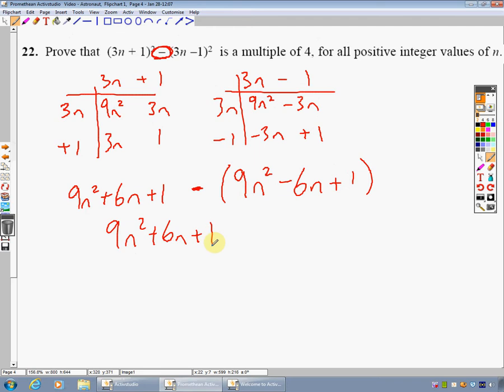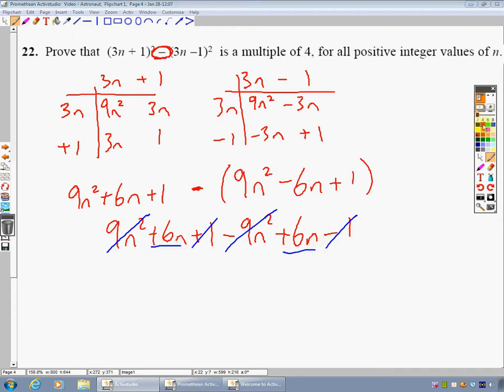So it's going to be a negative 9n squared, sorry. It's going to be a negative 6n, so it's going to be plus 6n. And it's going to be a negative positive 1, so it's going to be a negative 1. And hopefully we might be able to see that we've got a plus 1 and a minus 1, they're going to go away. We've got a 9n squared, take away 9n squared, that's going to become nothing. We've got a 6n and a 6n. So our final answer is going to be 12n.